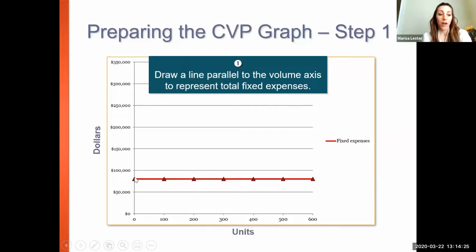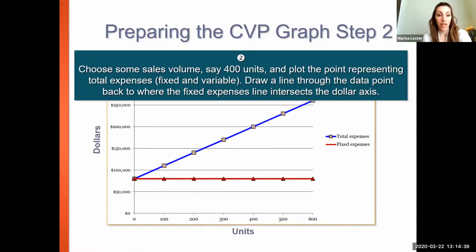So step one is to draw a horizontal line parallel to the x-axis to represent total fixed expenses, right? So my fixed expenses for RBC were $80,000. And then I start at that $80,000 point, and I am increasing this blue line. I'm increasing for every additional unit that I sell. I'm going up by my variable cost per unit.